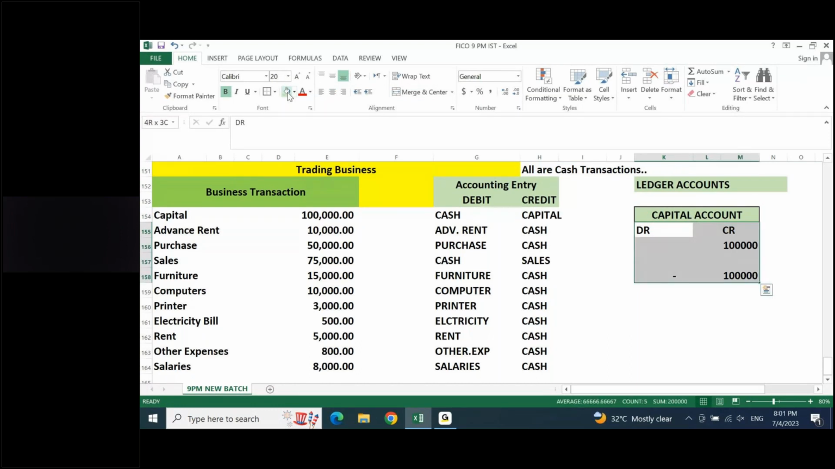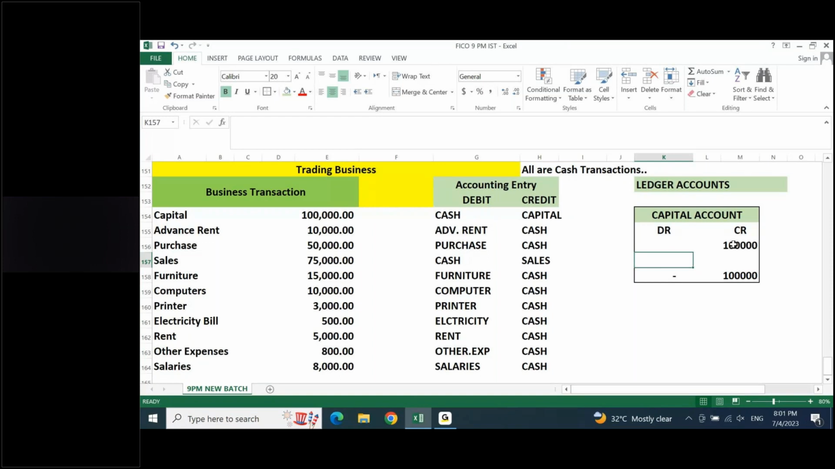On the debit side, your amount is 0. On the credit side, you find an amount of 1 lakh. On the debit side, there is no amount. In short, debit side, it is 0.